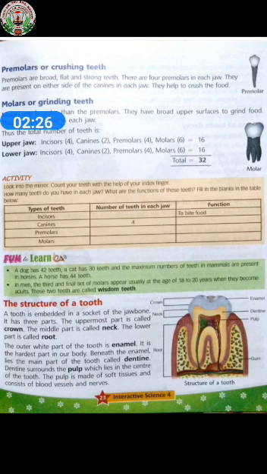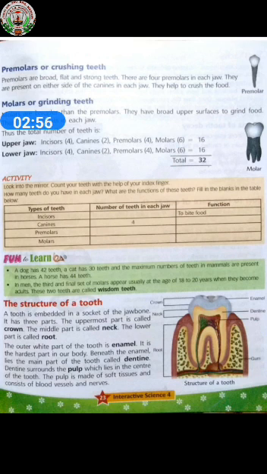Yes, structure of tooth. The teeth help us to bite, chew, grind, etc. The part visible above the gum is called the crown. The crown has a whitish covering. It is called the enamel. It is the hardest substance in the body. So see children, now the textbook, the structure of the tooth.